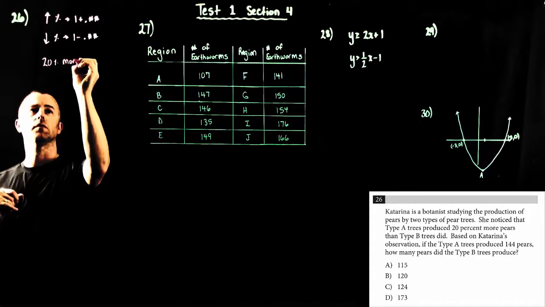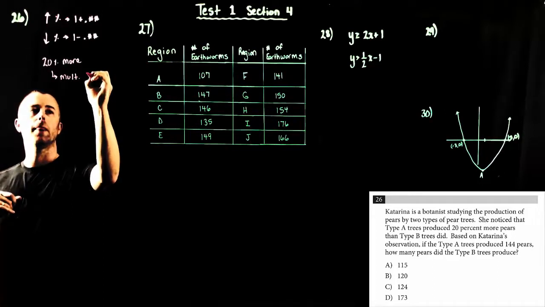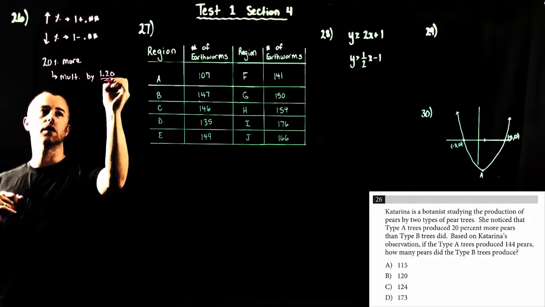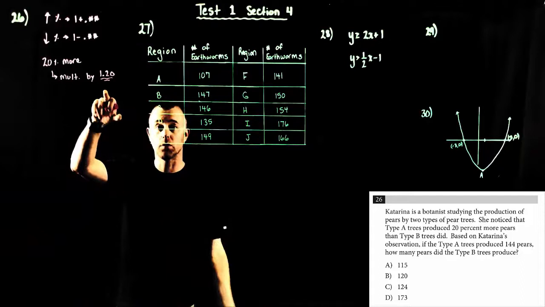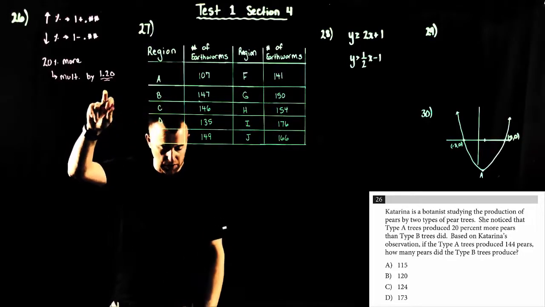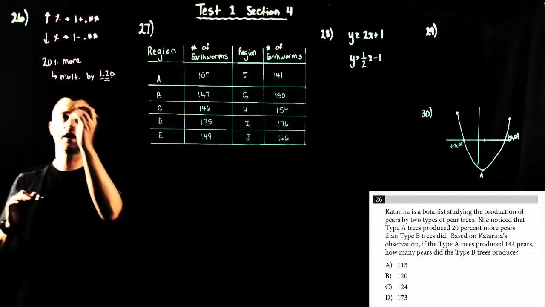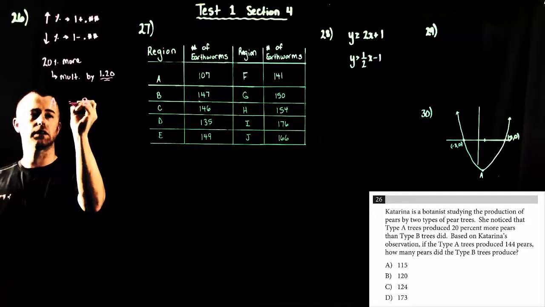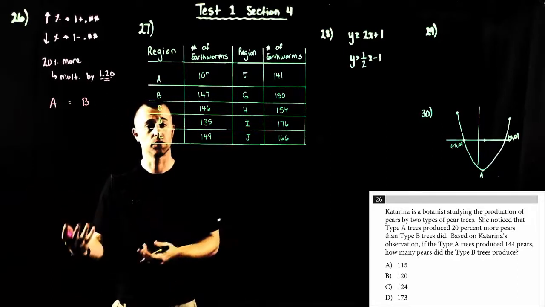I know that I'm going to multiply at some point in this problem by the number 1.2. And I'll put the 0 there just as a reminder. But I'm multiplying by that number. Now I just have to figure out what I'm going to multiply that number by, but I know it's going to be in the problem. So we know that type A trees produce 20% more than type B. So if I had type A and type B, and let's say I set them equal to each other, I know that 1.2 has to get multiplied somewhere. So the question is where?